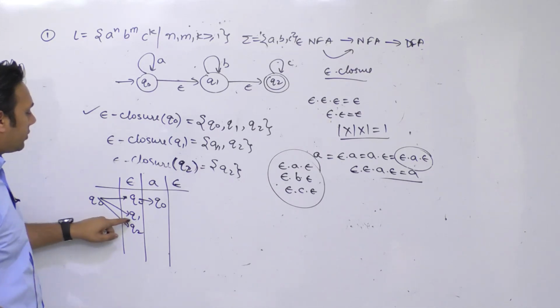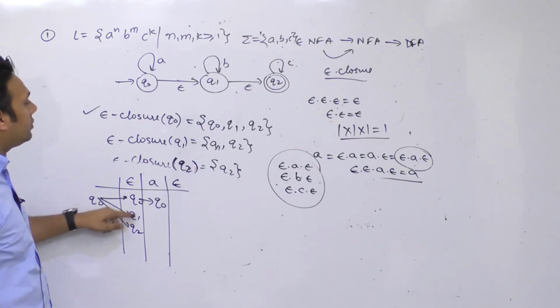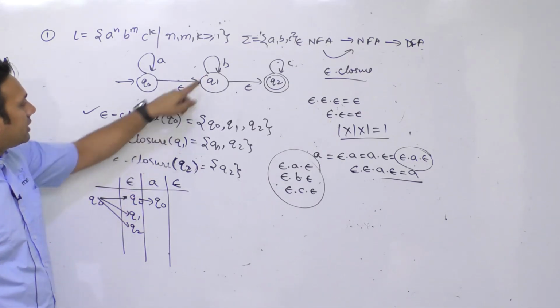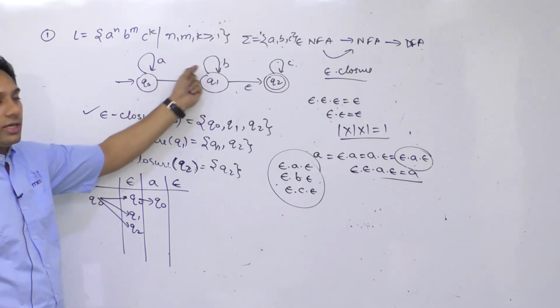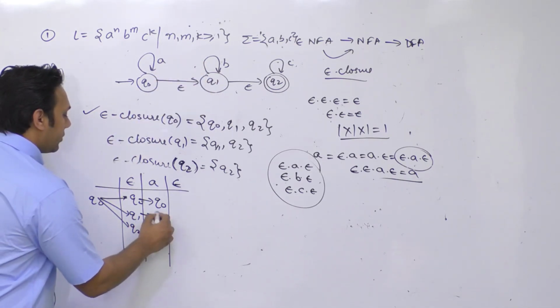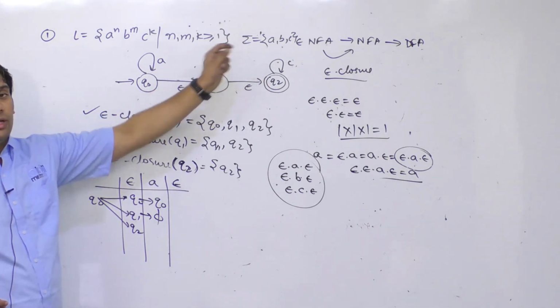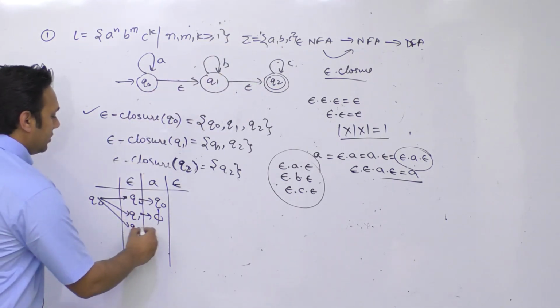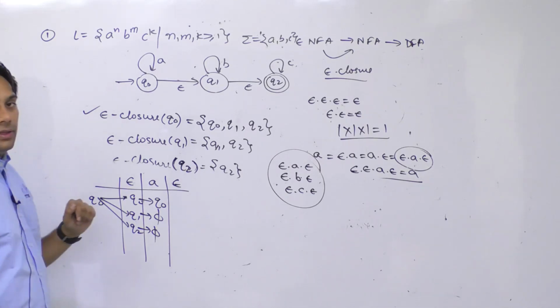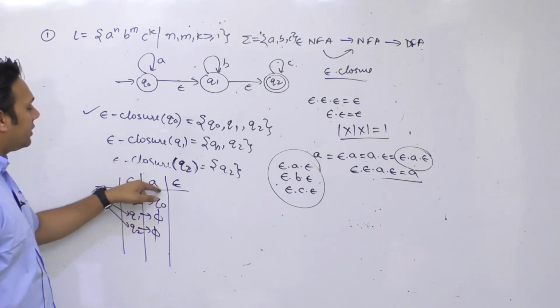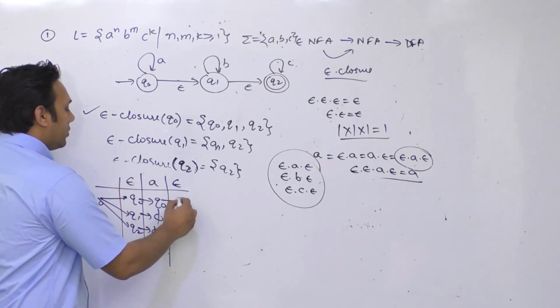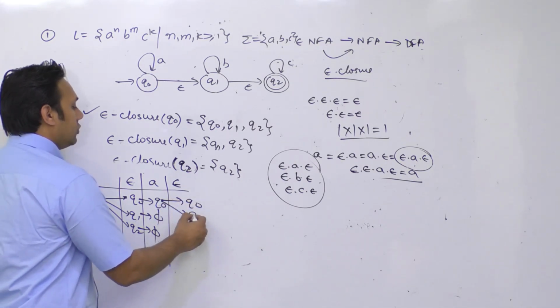If you are at state Q1 and you are looking at a symbol A, if you give symbol A at Q1, then you are not going anywhere, you are going to phi. And if you are at state Q2 and you are giving a symbol A, then you are not going anywhere, you are going to phi. So again for this Q0, if you give a symbol epsilon, we can go to Q0, Q1 as well as Q2.